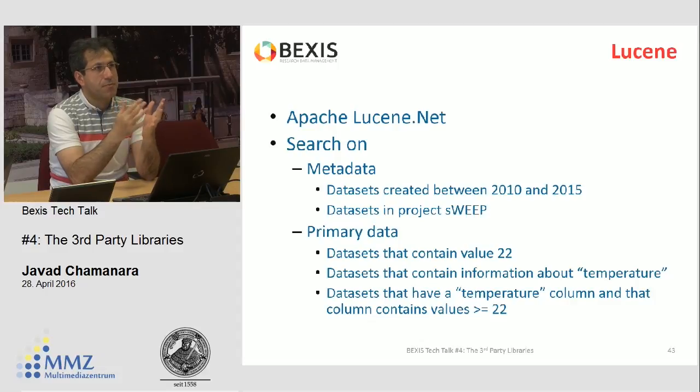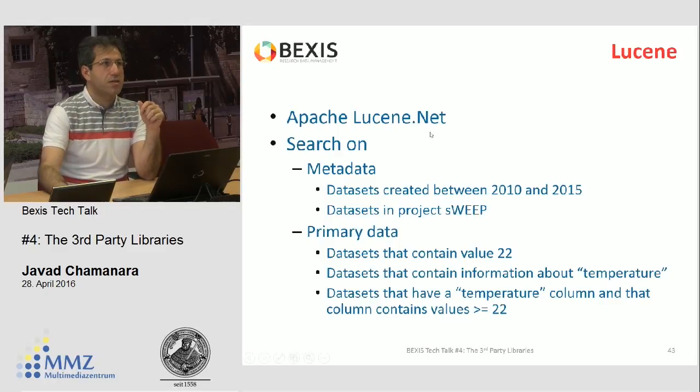So these are just some examples of the functions we expect or have done using Lucene. On metadata, we are searching for interesting attributes, as I said. For example, data sets created between 2010 and 2015, or data sets that are inside this project, so this project is in their metadata. Or searching in the primary data, like data sets that contain the value 22, or more meaningful, data sets that contain information about temperature, which means that in their structure there is a temperature variable.